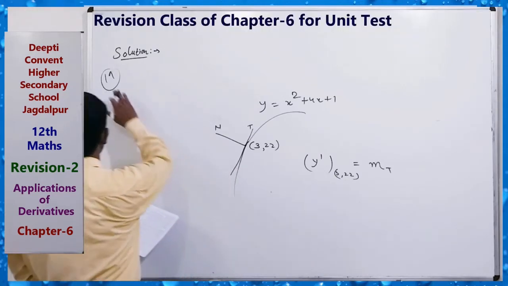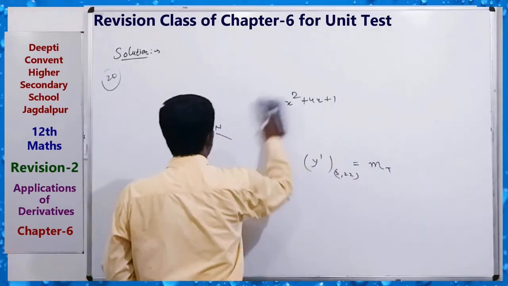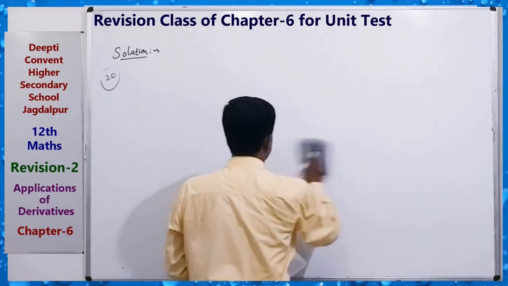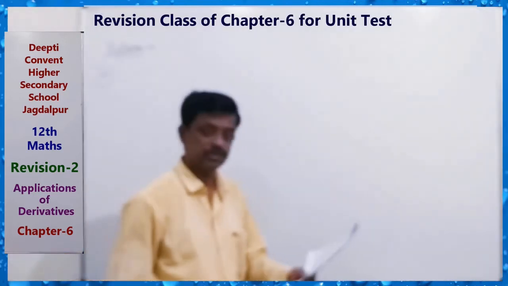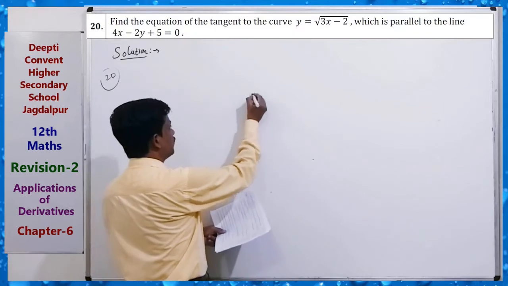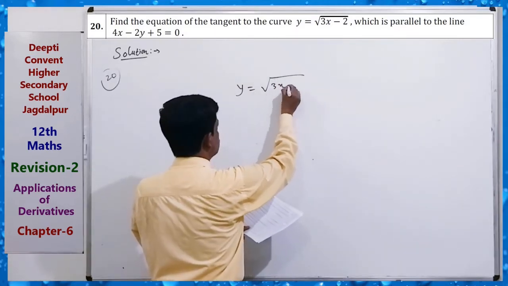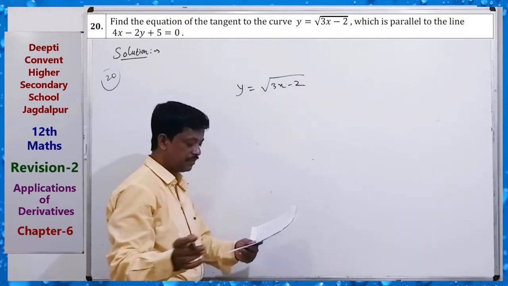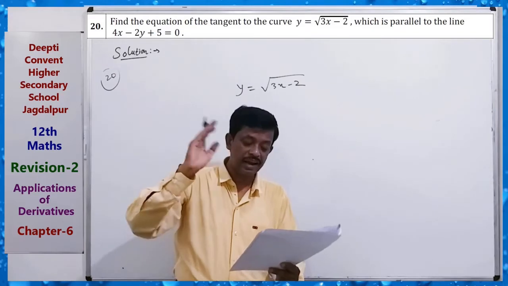A similar question is: find the equation of tangent to the curve y equals this. This is question 20. In question 20, the curve is given like this, the square root of 3x minus 2. And we have to find the tangent which is parallel to the line.